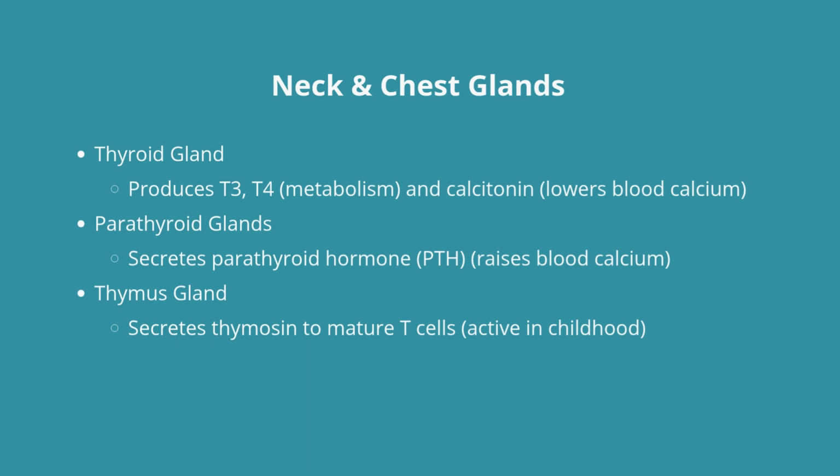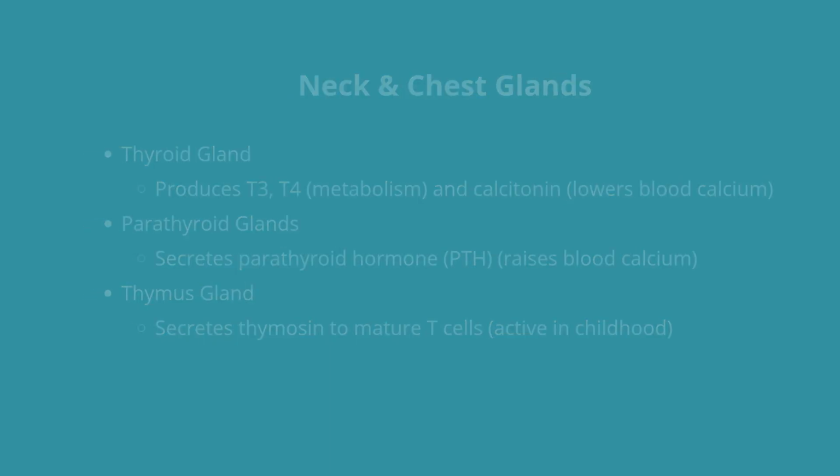Moving down the body, the thyroid gland, located at the front of the neck, produces T3 and T4 to regulate metabolism, and calcitonin to help manage calcium levels. Behind it are the parathyroid glands, which secrete the parathyroid hormone to raise blood calcium when it's low. The thymus, behind the sternum, secretes thymosin to mature T cells that aid in immune development.